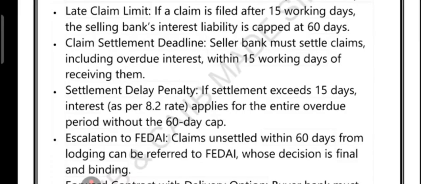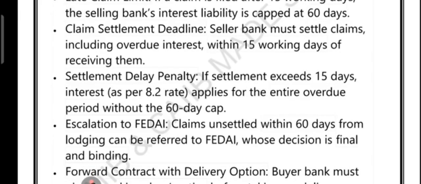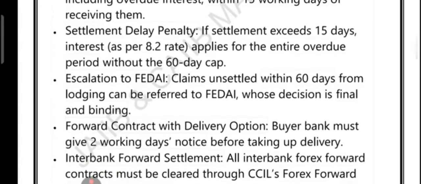Then if the claim is filed on time, the selling bank must settle it, including any overdue interest, within 15 working days of getting the claim. If the seller takes more than 15 days to settle, they have to pay interest for the entire overdue period at a specified rate, and this time there is no 60-day cap. Suppose a claim remains unsettled for 60 days from the date it was lodged, it can be taken to FEDAI, whose decision will be final and binding.